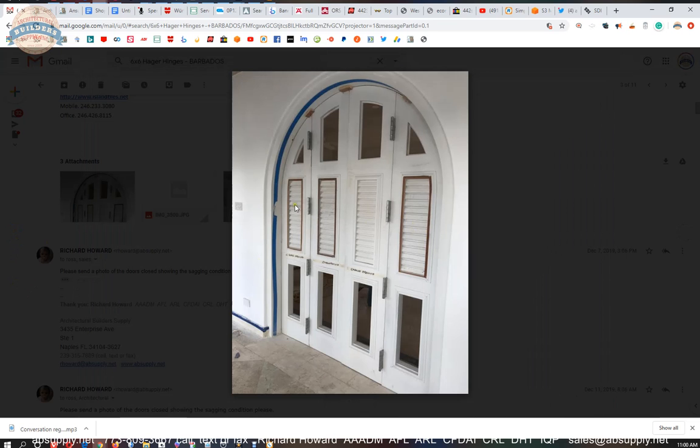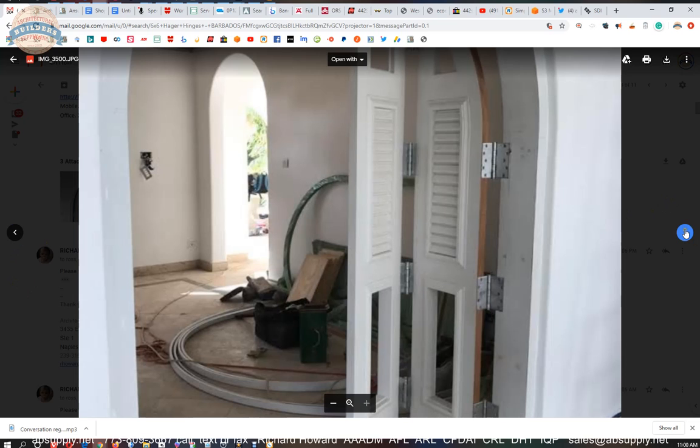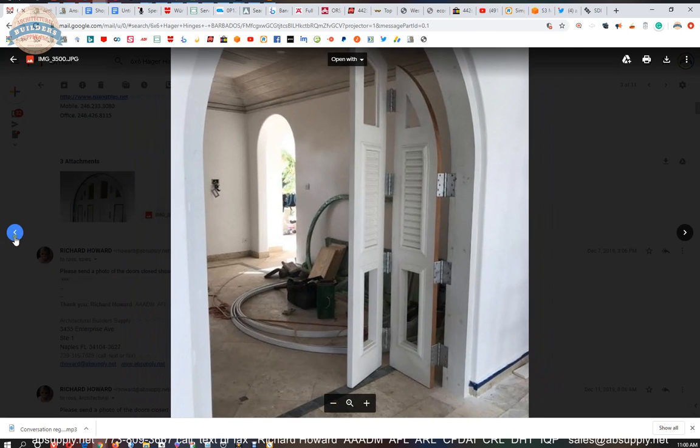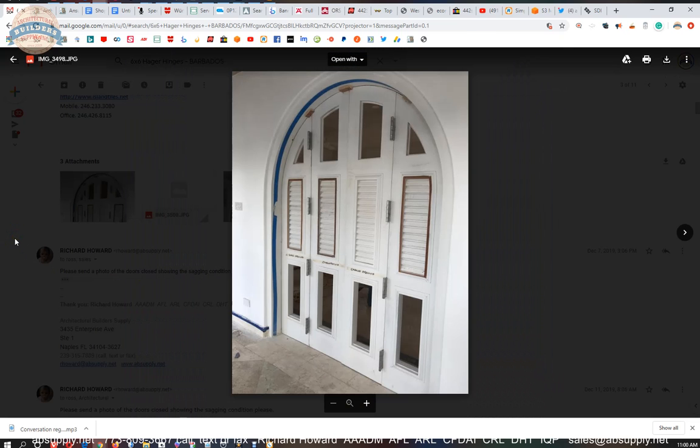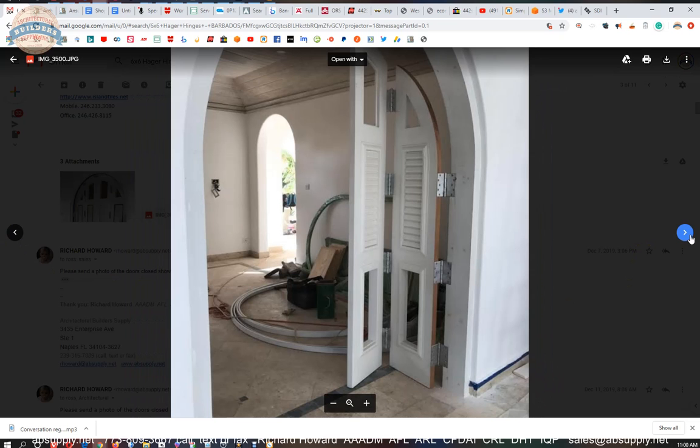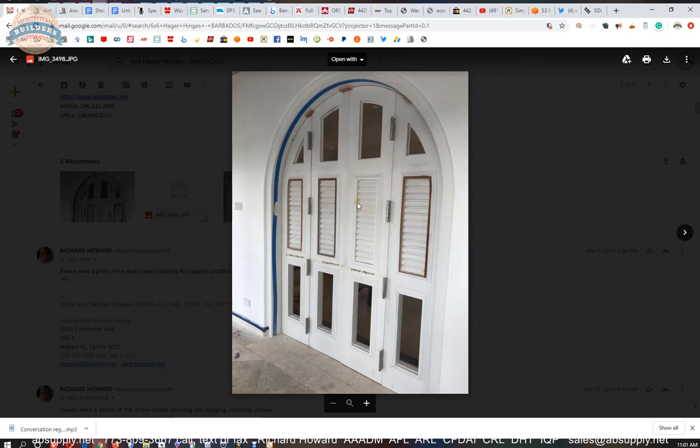I'm assuming that this is the inside of these doors. No, it's not. Well, I don't know if you have three openings. These might be three different openings. Here's what we're driving at.